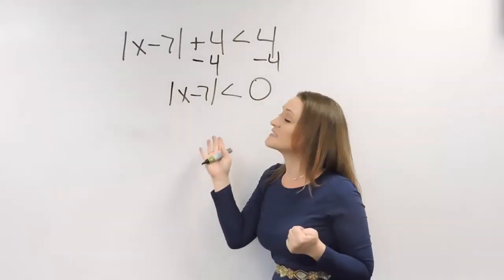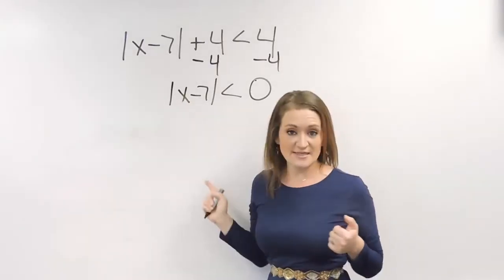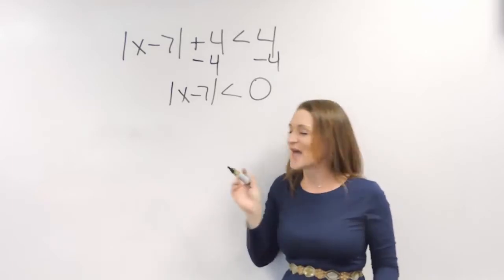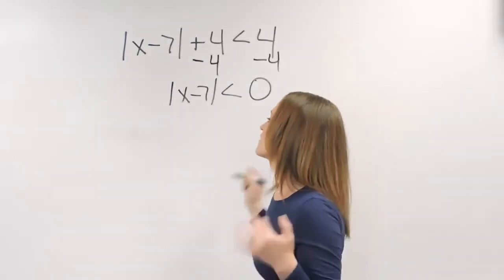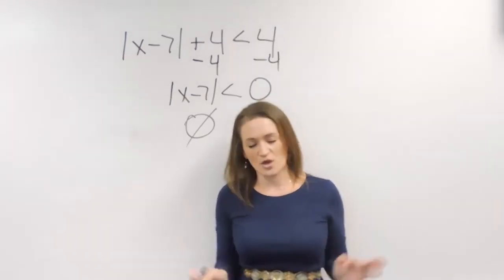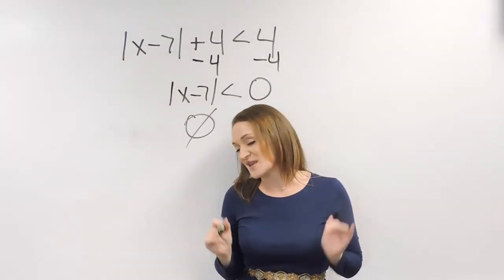So if you're given an example where the absolute value is less than 0, or if it's set equal to a negative number or something like that, it does not work. This is one of those special cases. It's unsolvable. There's no solution. Absolute value can never be negative.